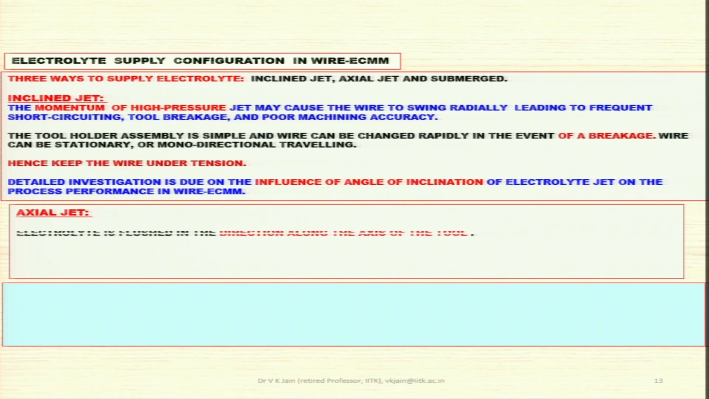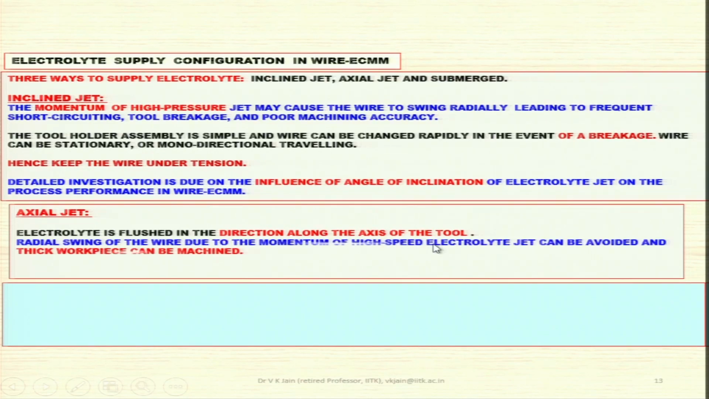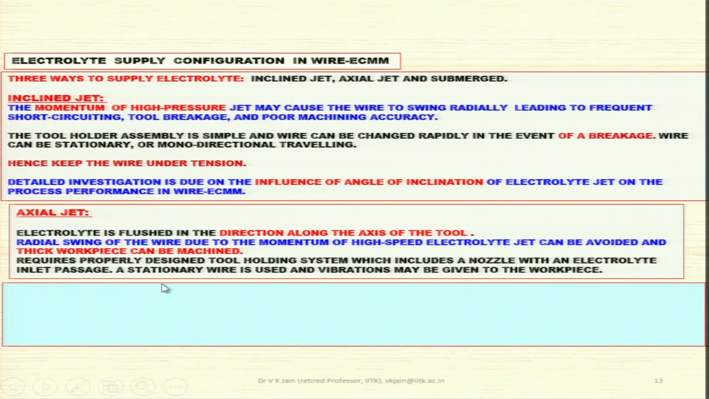Axial jet, that also we have seen in the earlier slide. Electrolyte is flushed in the direction along the axis of the tool. Here the tool is the wire, so along the axis of the wire. Radial swing of the wire due to the momentum of the high speed electrolyte jet can be avoided. The speed of the electrolyte jet is quite high, so it will have certain momentum, and thick workpieces can be machined if you are having the axial jet. And then it requires a properly designed tool holding system, which includes a nozzle with an electrolyte inlet passage.